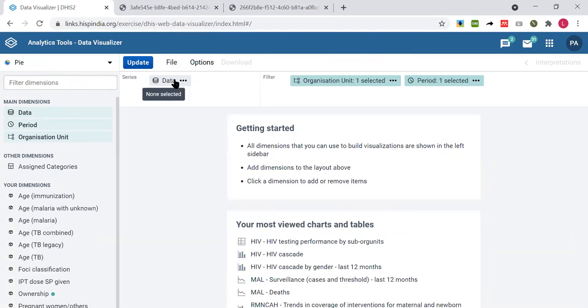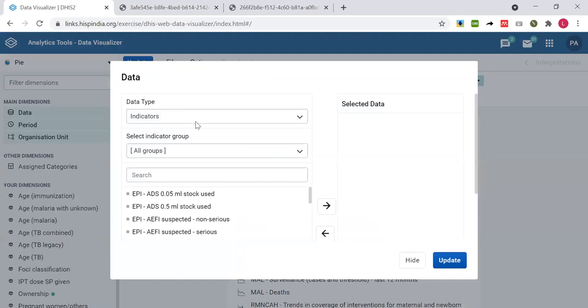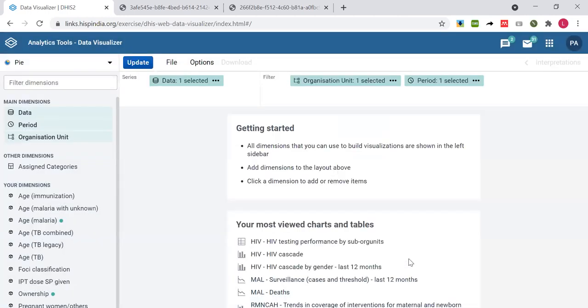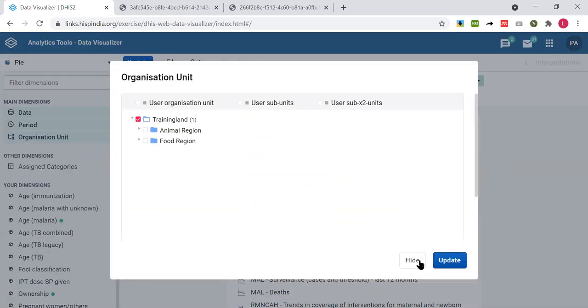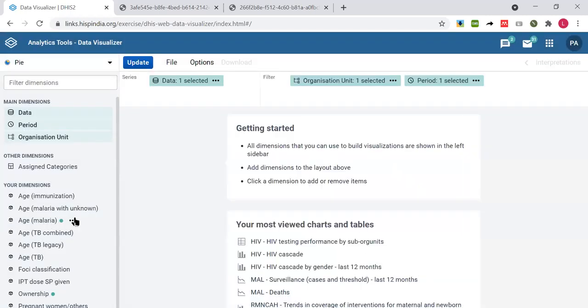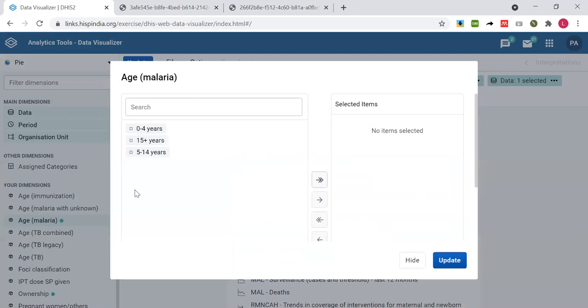Okay. So let me select the data. I will select data elements and malaria. We have cases positive RDT. I will select this one, right? And I click on hide. And the organization unit, I will keep it as Training Land, and the period, I will keep it last 12 months, right? Okay. And also, let me add this to series, which is the age, and we have three age groups, 0 to 4, more than 15, and 5 to 14, and click on update.